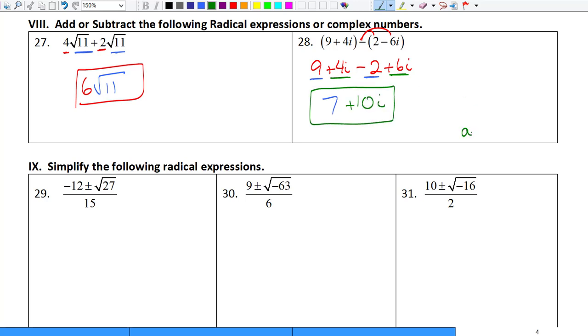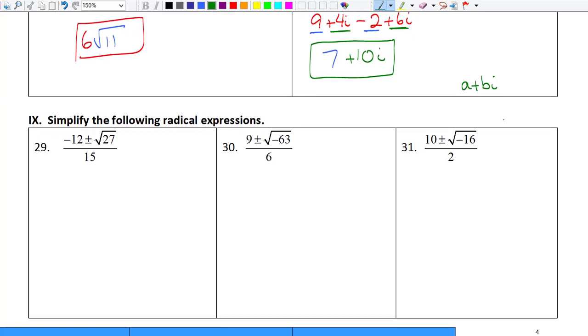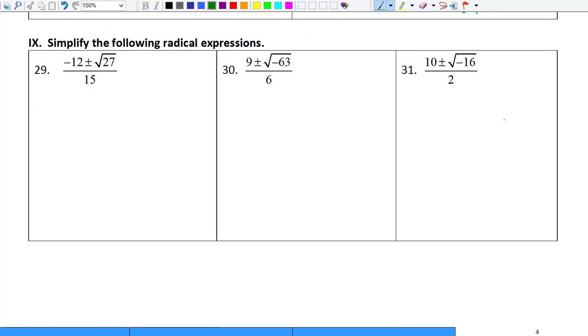In order for this to be in a plus bi form, the real number 7 has to go in the front and the imaginary 10 has to go in the back. That's the only tricky thing about that. But it was already in that form, so if you just continued to leave it in that form, then you'd be good. The last section says to simplify the following radical expressions.